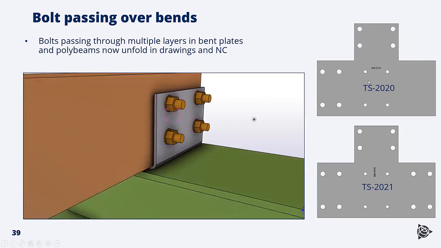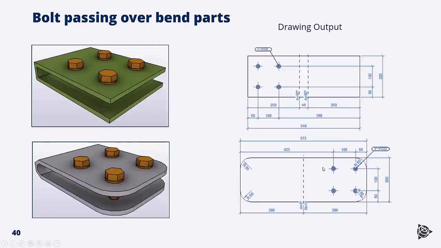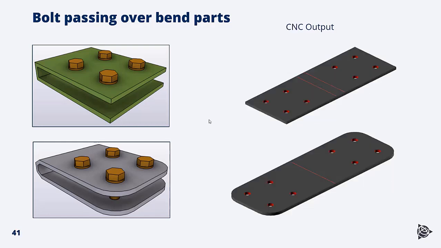In Tekla Structures and earlier versions, the bolts going through to the other side of the plate would not unfold correctly. Now these are fully unfolded correctly in drawings and CNC production. So you can see, for example, the original drawings in version 2020 and earlier. Now in version 2021, the relevant data is created correctly, making this functionality much more usable.